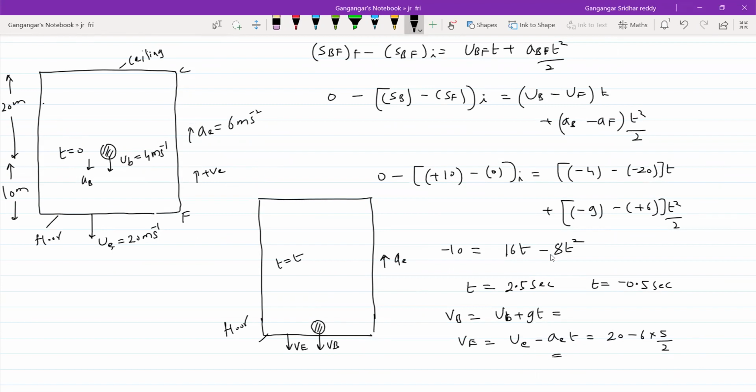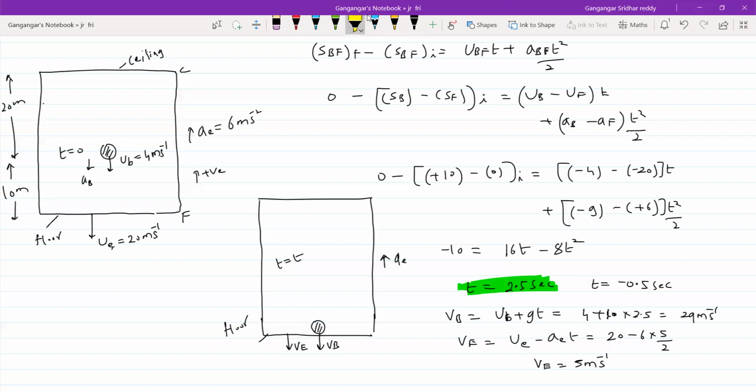I'll write it below here. I think you can see a very nice interpretation. No? The velocity of the ball, it is 4 plus 10 into 2.5. So what is the velocity of the ball? It will be 29 meter per second. And these answers are very important, the final. So this is our time.